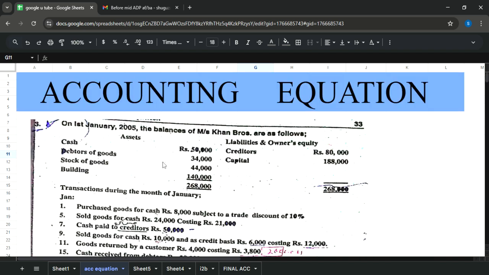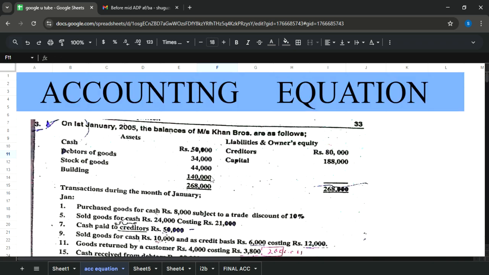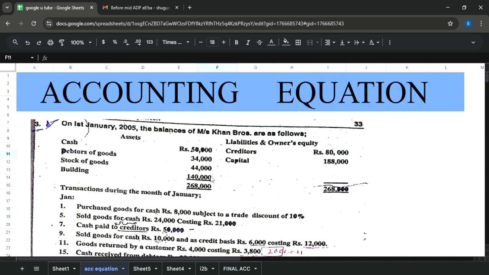After goods we have building 140,000. Just put another column for building. The amount of building is 140,000. Just put it over here. In this way our asset side is completed.